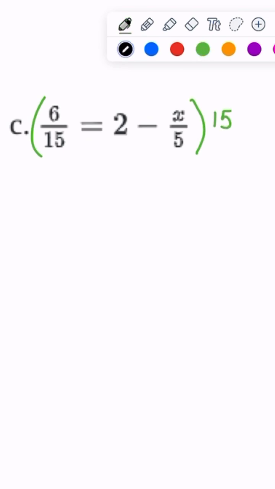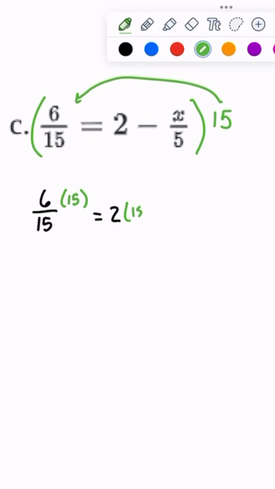So if we do this, it's going to look like this. 6 over 15, and I'm going to show you that distributive property, right? So we multiply it into the entire equation. That'd be times 15 equals 2, and then that would be times 15, and then we have minus x over 5, and then times 15. Now remember, technically it's 15 over 1. And so we can think, well, does it cancel things?